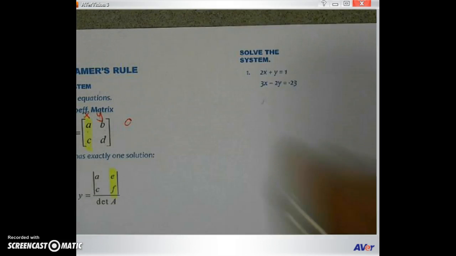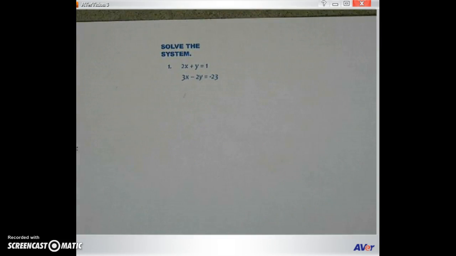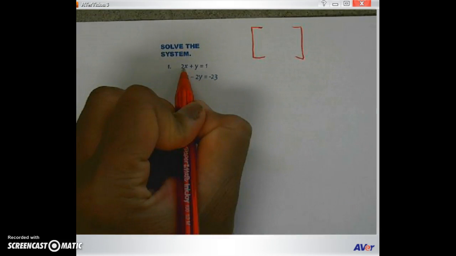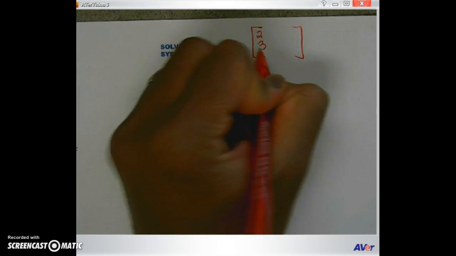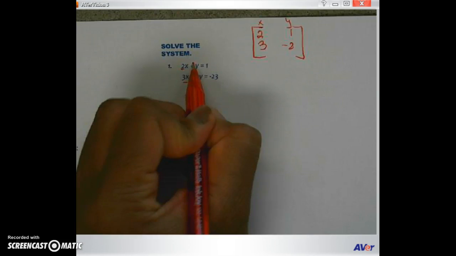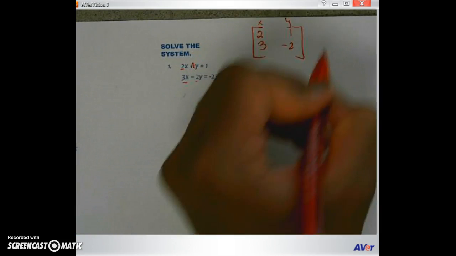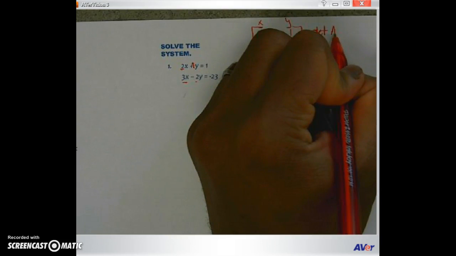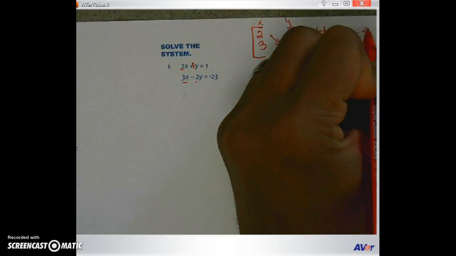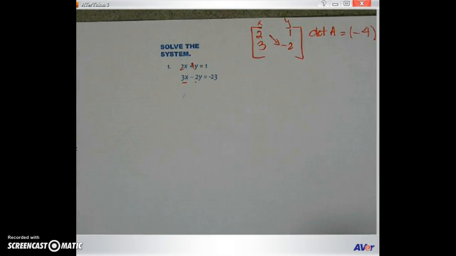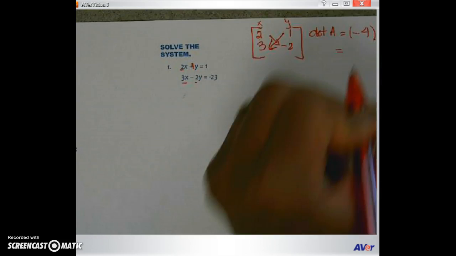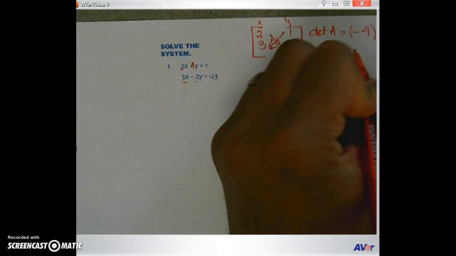Okay, so what do I need? Well, one thing I found in common from those last two examples is I need the coefficient matrix. So the coefficient matrix is 2, 3, which is from the x's, and then I have 1, negative 2, and that's from the y's. I'm going to need the determinant of this. And from a previous lesson, we know we cross multiply. 2 times negative 2 is negative 4, minus 3 times 1, which is 3. So negative 4 minus 3 gives me negative 7 for my determinant.